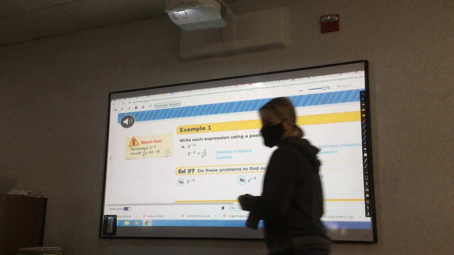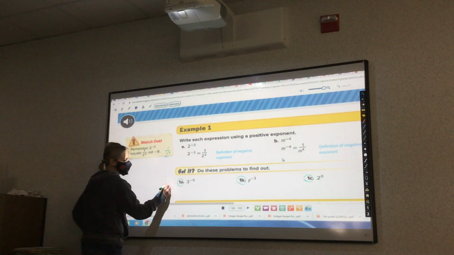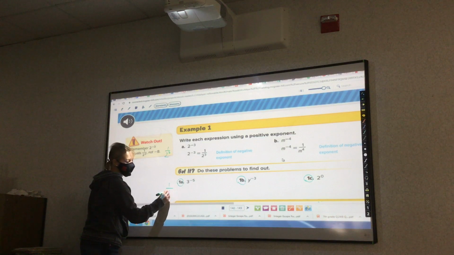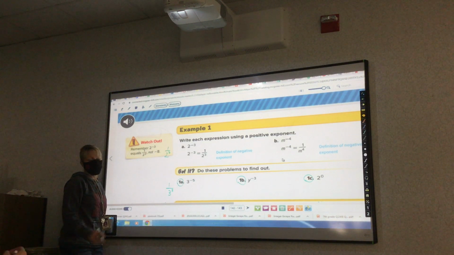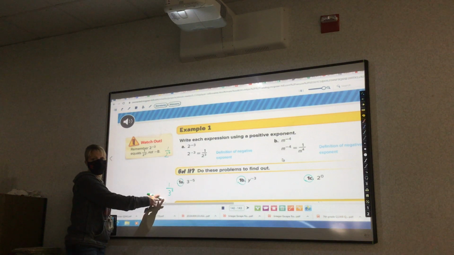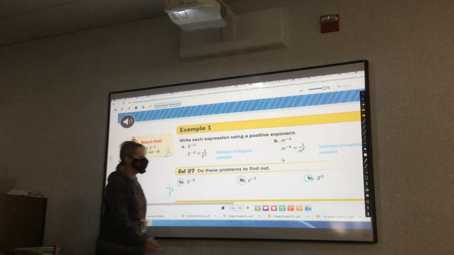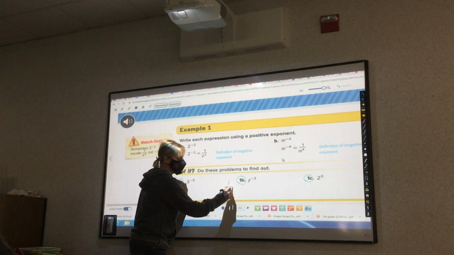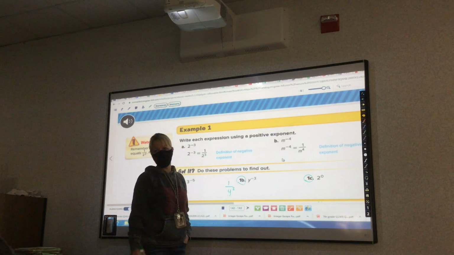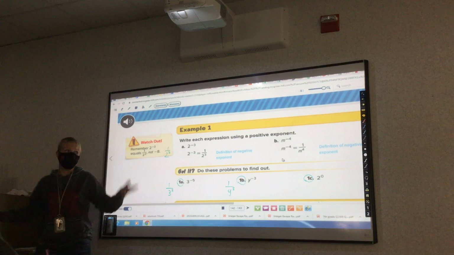So 3 to the negative 5th should just be what? 1 over 3 to the 5th. Sometimes they're going to ask you to figure out what 3 to the 5th is also, but this time they're not. Y to the negative 3rd would be 1 over y to the 3rd. 2 to the 0 power is 1. That's it. I'm done.